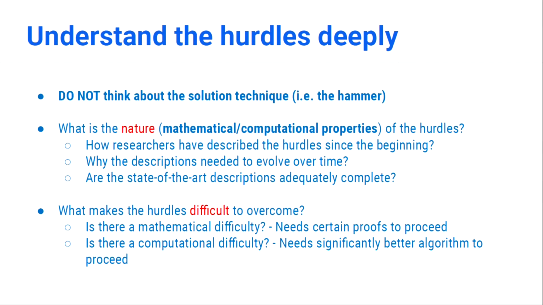I'm going a little fast here. So understand the hurdles deeply. Do not think about the solution right now. What is the nature of those hurdles? How have researchers described the hurdles since the beginning? Why did the descriptions need to evolve over time? Are the state-of-the-art descriptions adequate enough? You're just thinking about the hurdles right now, not the solution. What makes the hurdles difficult to overcome? Is it a mathematical difficulty, which means you need certain proofs to proceed? Or is it a computational difficulty, which means you need a better algorithm to proceed?